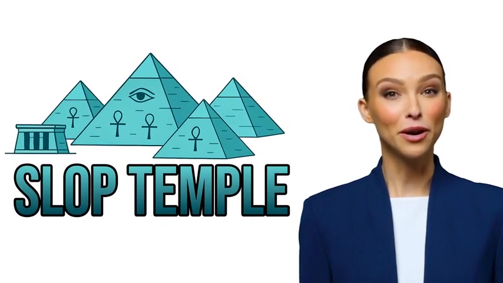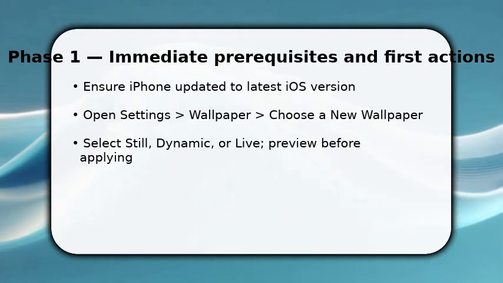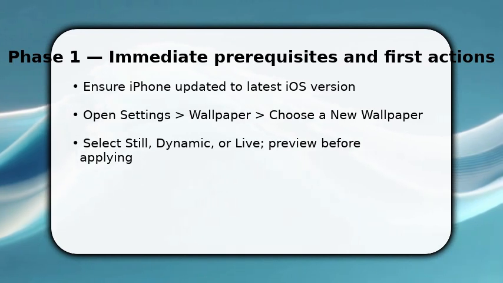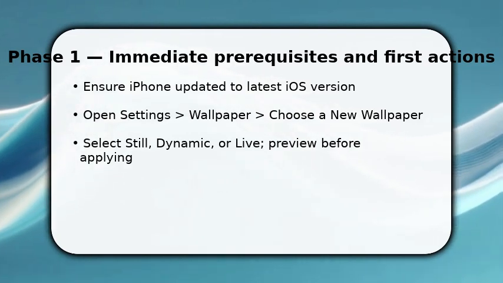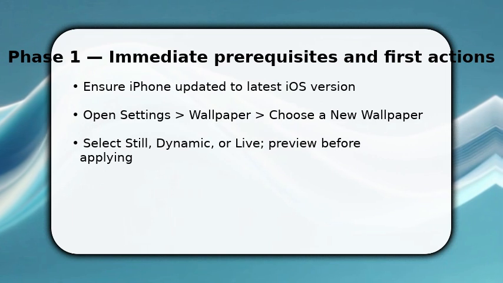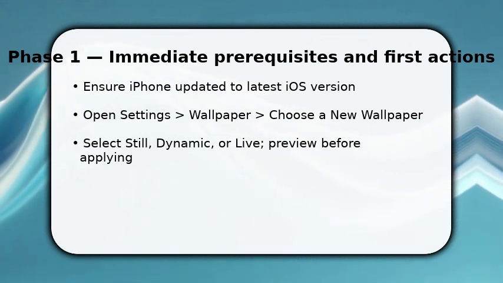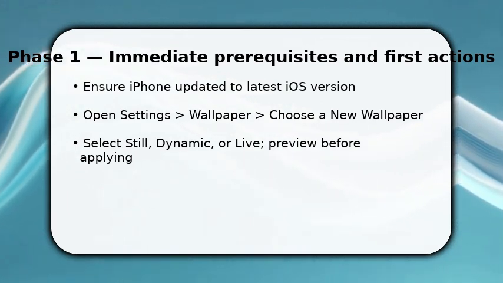We pray this video helps. You start by confirming your iPhone has the latest iOS. This avoids compatibility quirks. Next, open Settings, tap Wallpaper, then choose a new wallpaper. This directs you to the picker.